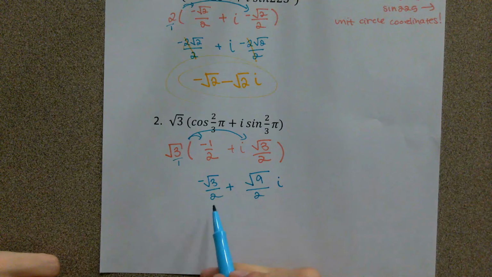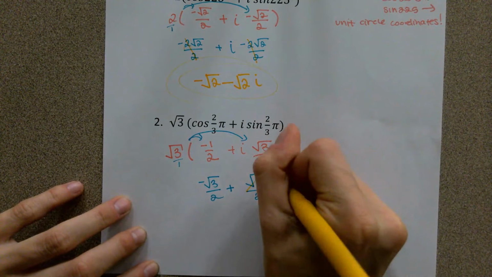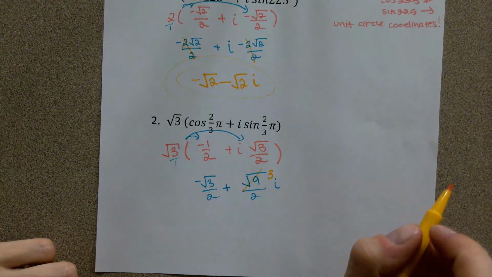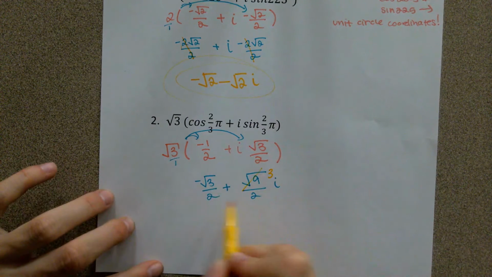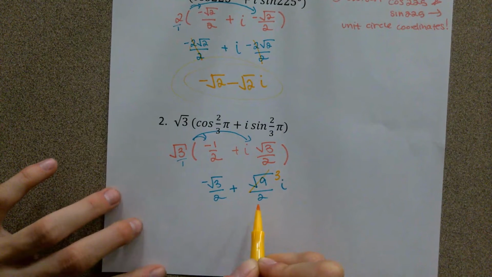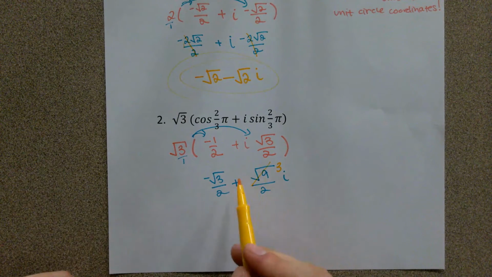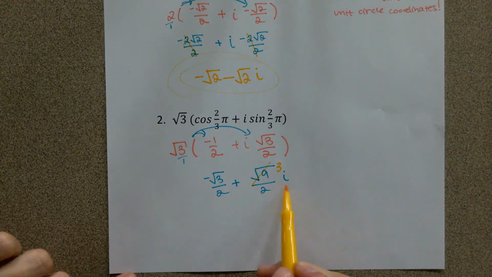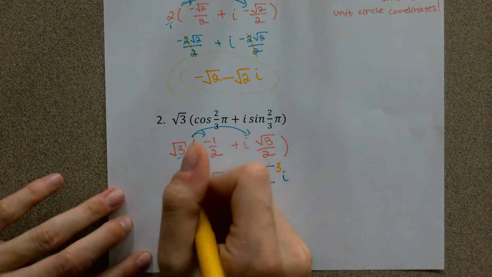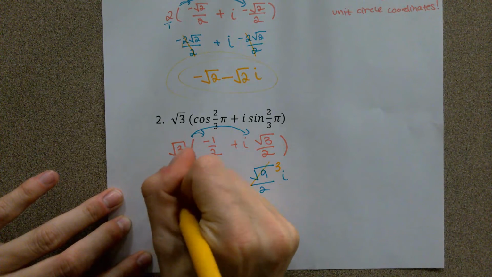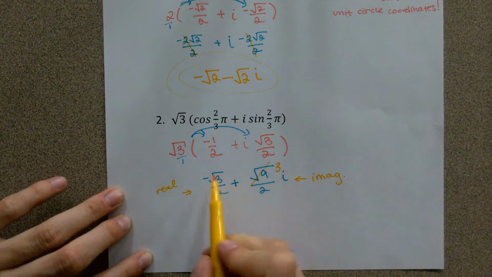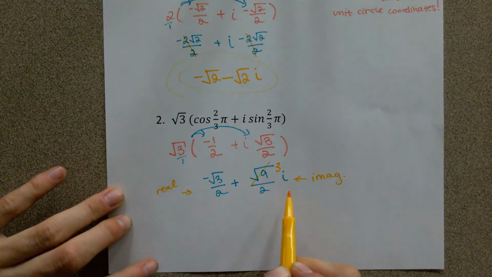All right. Can't simplify this, can simplify this. Square root of 9 is 3, so we're going to go ahead and simplify that. We cannot combine these two, okay? And you might be like, Miss G, but they have the same denominator. We have this i here, so this is imaginary, this is real.